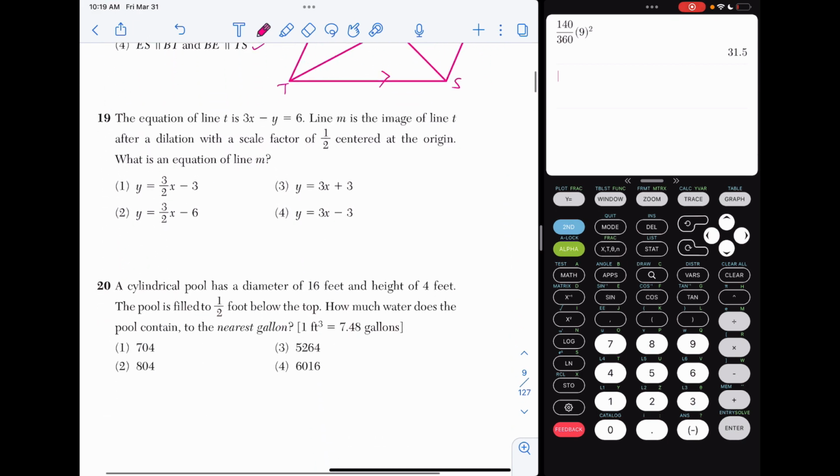All right, number 19, the equation of line T is 3x minus y equals 6. M is the image after a dilation of 1/2 centered at the origin. What is the equation of line M? I don't like when the equations are not in y equals form, so that's the first thing I'm going to do: get y by itself.